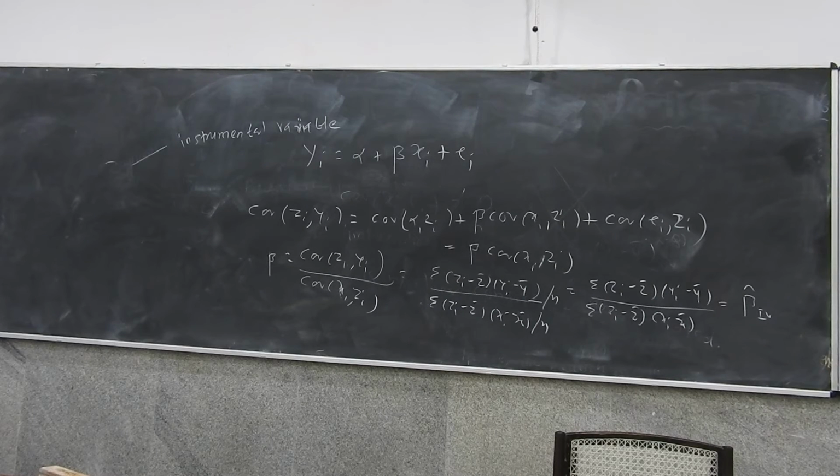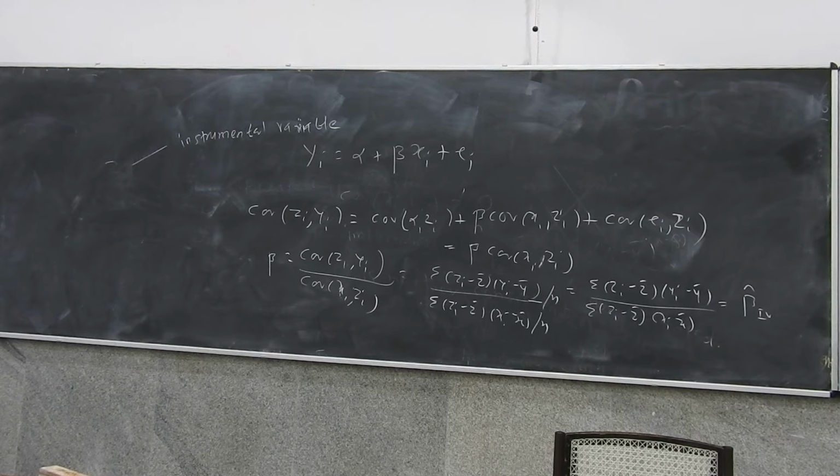Yeah, so because by construction covariance Ei Zi is 0, right? So what do you have? Beta is covariance Zi Y upon covariance Xi Zi. In the numerator of the estimator we have summation Zi minus Z bar, Y minus Y bar, upon N. So it is a sample estimate of the covariance.